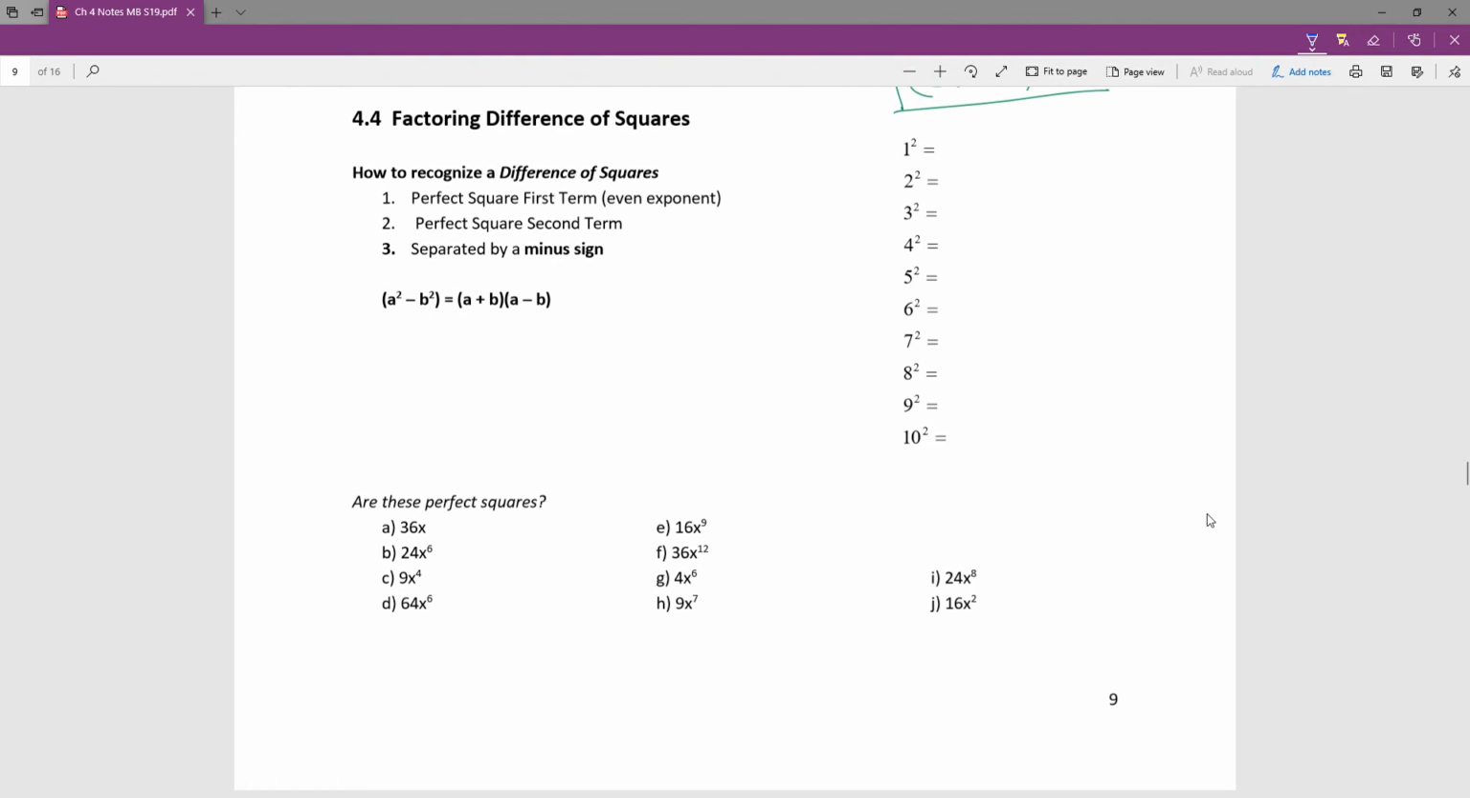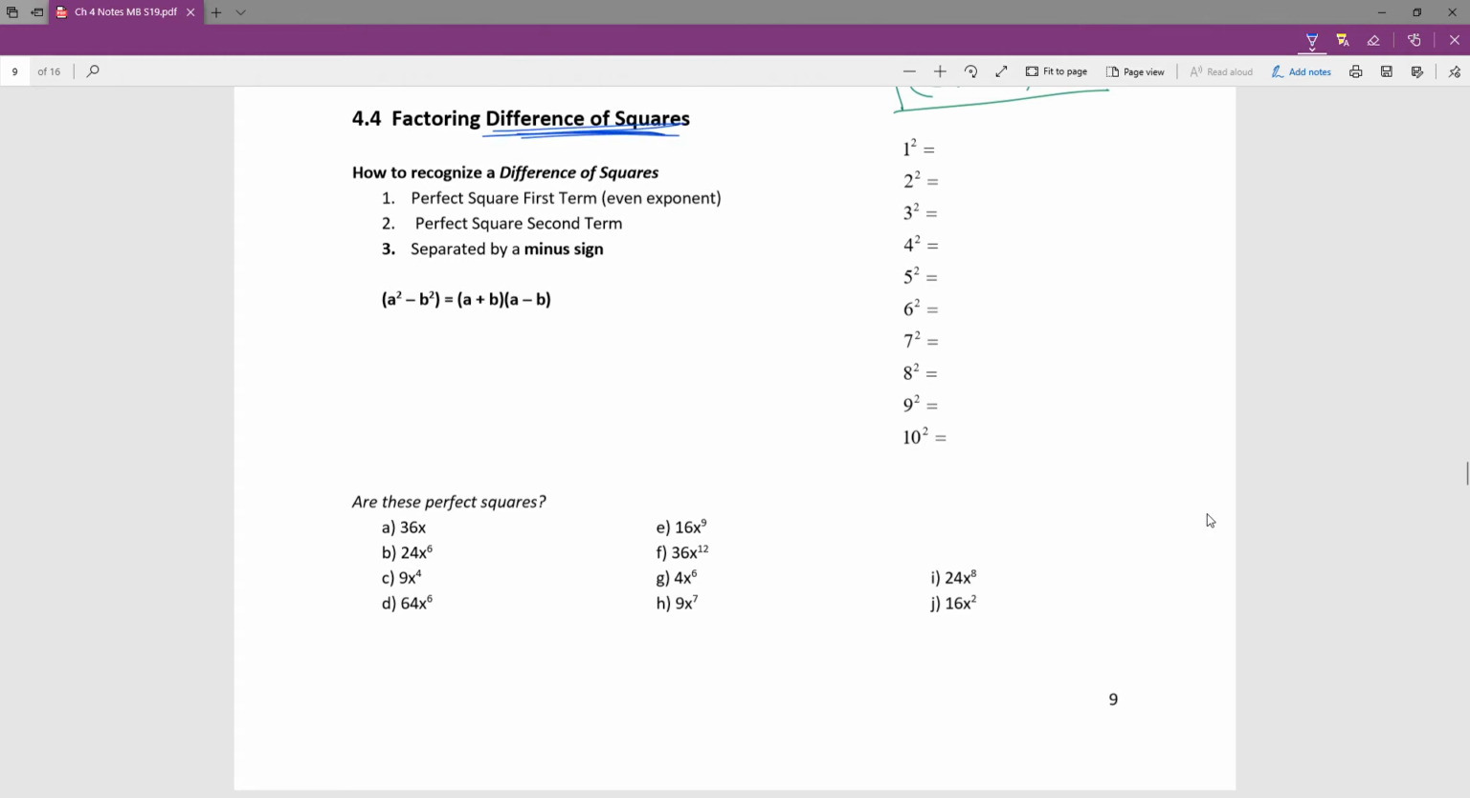So 4.4 is our strategy for when we see two terms. There are two other categories of polynomials that have two terms. They're in our textbook, but we are not going to cover them. They're in the next section or in the next level of math in the Math 50 course. We're just going to talk about difference of squares.